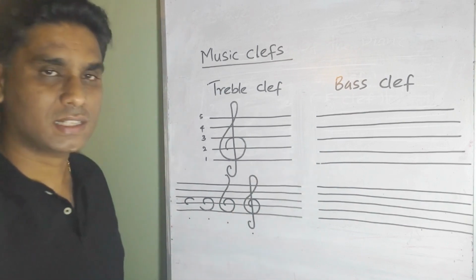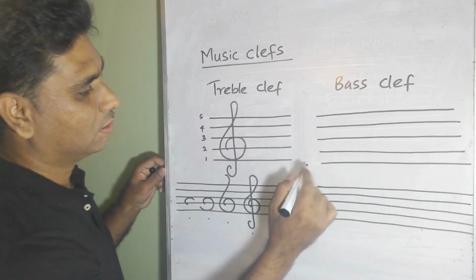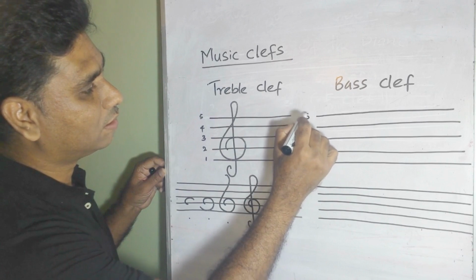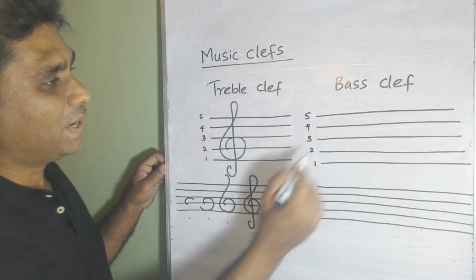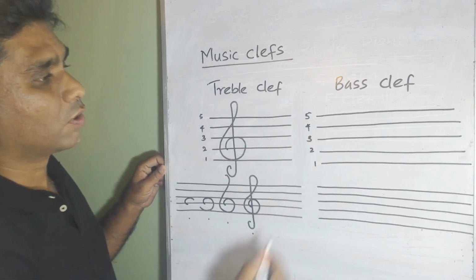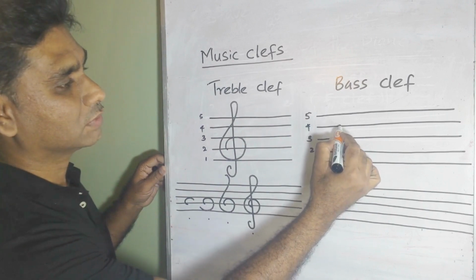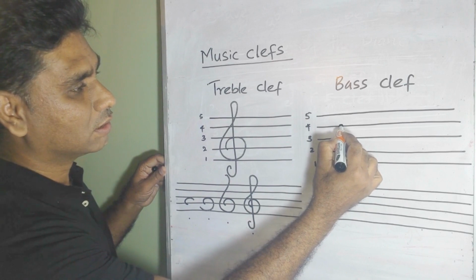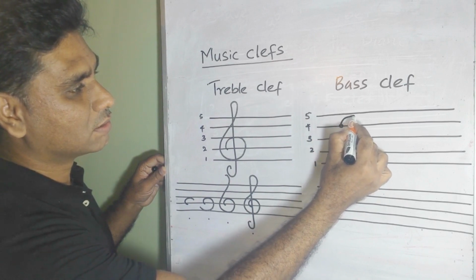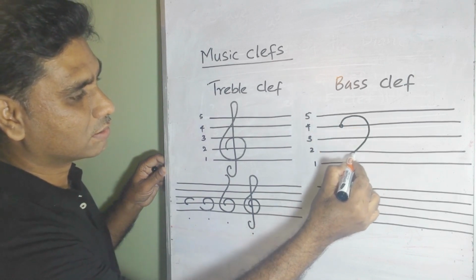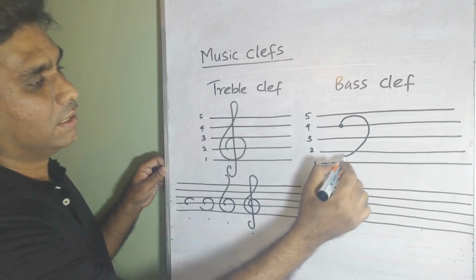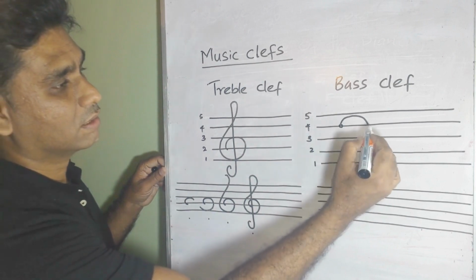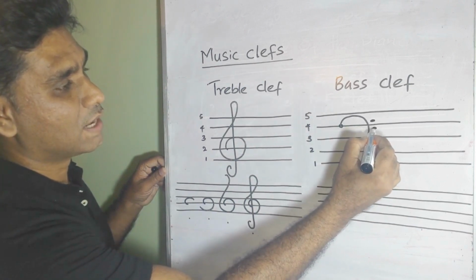Now let's see the bass clef. First line, second line, third line, fourth line, fifth line. Bass clef should start from the fourth line. Just draw a small dot like this. Stop in the first space and don't forget to make 2 dots.